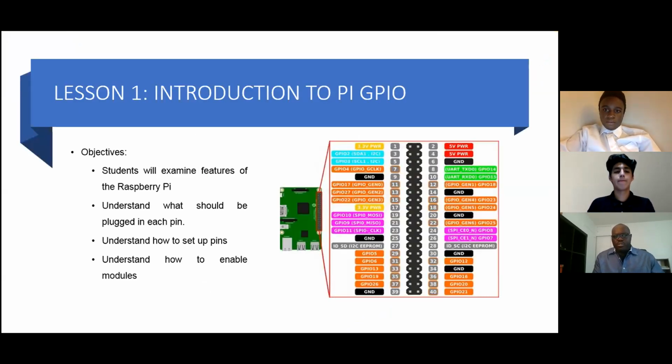So the first lesson is pretty simple and straightforward. I'm going to introduce students to Raspberry Pi board. The objective of this is to have students examine different features of Raspberry Pi board. I want the students to know what should be plugged in each pin. I want students to understand how to set up pins and how to enable models.